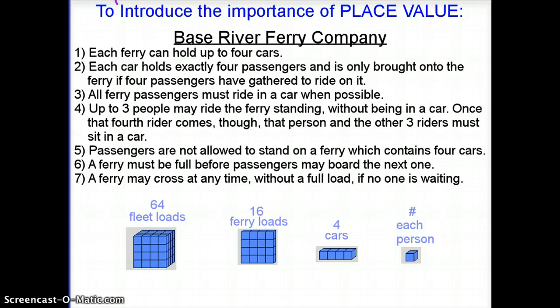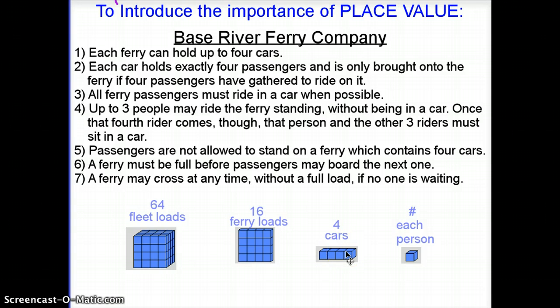The idea is that this company has certain size ferries and fleet loads, and that there are specific rules the company has put into place to ensure that they are using the maximum potential of each, including the fleet load and the ferry load. Each ferry can hold up to 4 cars. So if you look at each ferry, this would be 1 car, 2 cars, 3 cars, 4 cars. The second rule is that each car holds exactly 4 passengers, and is only brought onto the ferry if 4 passengers are present. So each one of these, 1, 2, 3, 4, is a passenger that fits in the car.